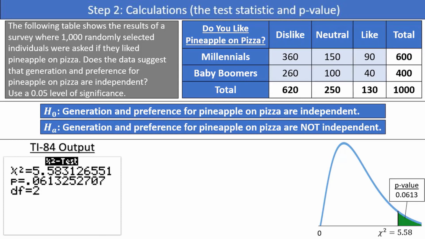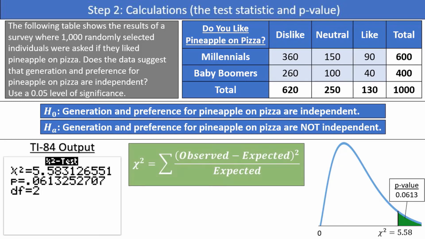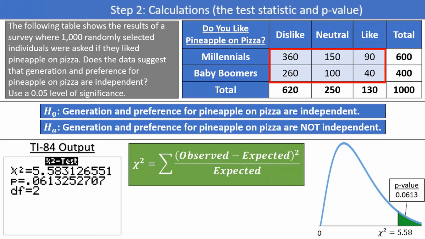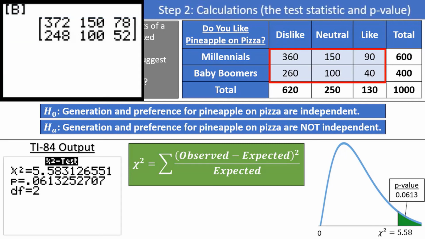of the distribution. Now, if you wanted to get the chi-square test statistic of 5.58 by hand, you would need to use this formula: the sum of observed minus expected squared divided by expected. So for each of the 6 cells in our table, we would need to take the observed value from our data, subtract the expected value, which we had in matrix B from our calculator, square it, and then divide by the expected value. Do this 6 times for the 6 numbers inside of the table, and then add them all together. It's a bit tedious, which is why we aren't doing it here. If you did that process, you should get 5.58 for the chi-square test statistic.